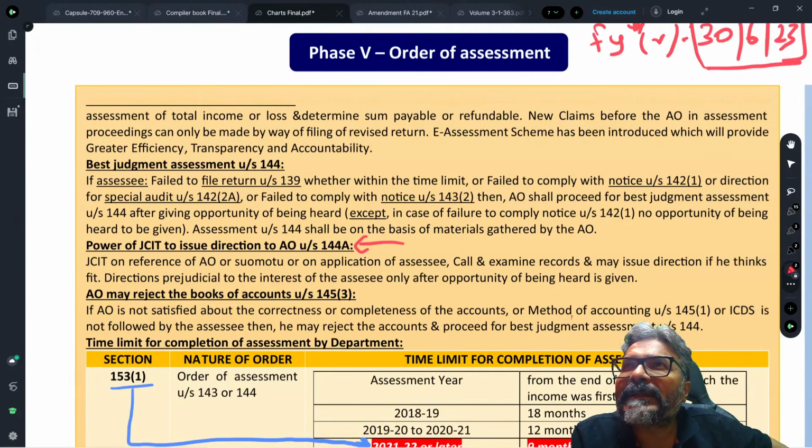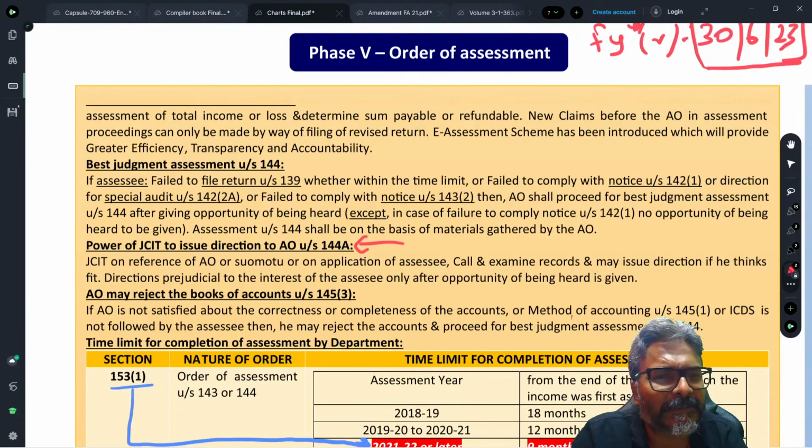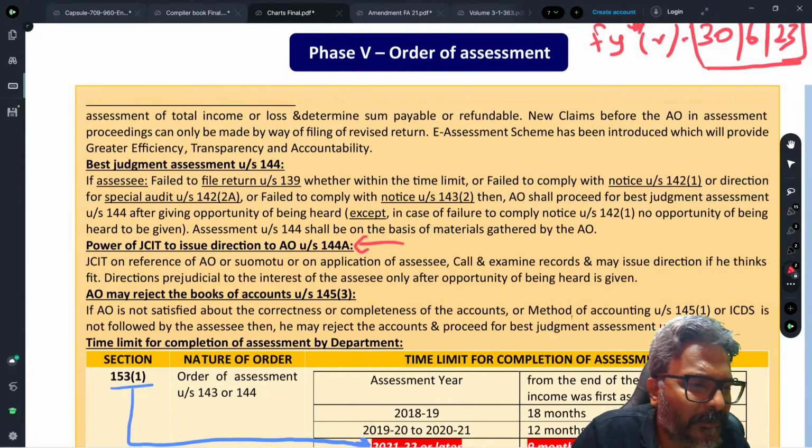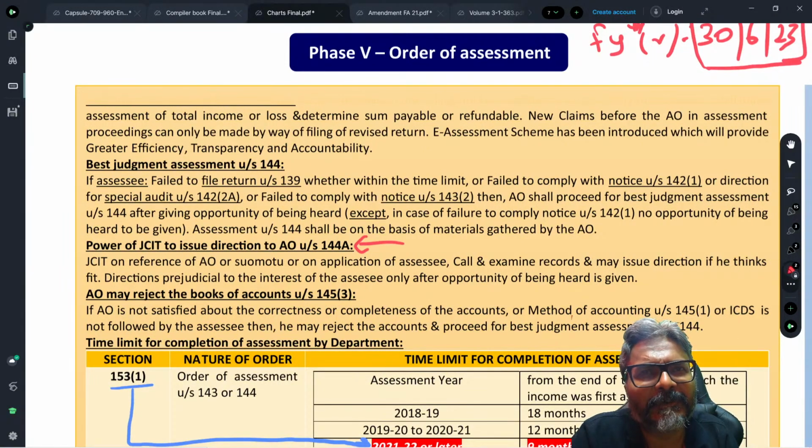Now, students, if the direction that has been given is prejudicial to the interest of revenue, if the direction is prejudicial to the interest of the SSC, then before giving this direction, does the SSC need to be given an opportunity of being heard? The answer is yes. In this case, the SSC must be given an opportunity of being heard before the AO proceeds further with the direction and passes the order to that effect.